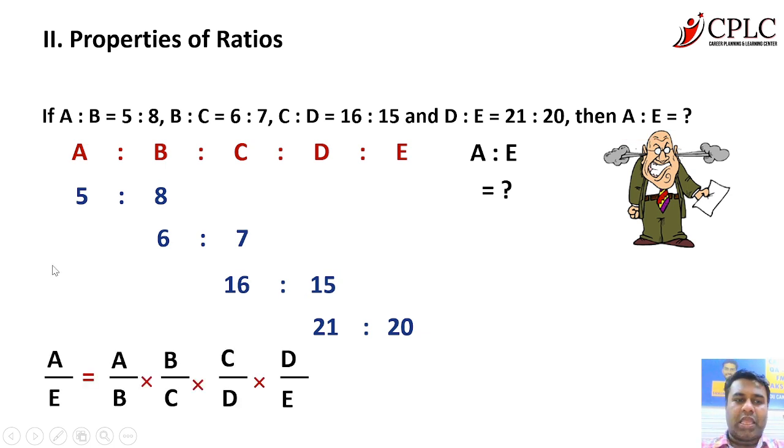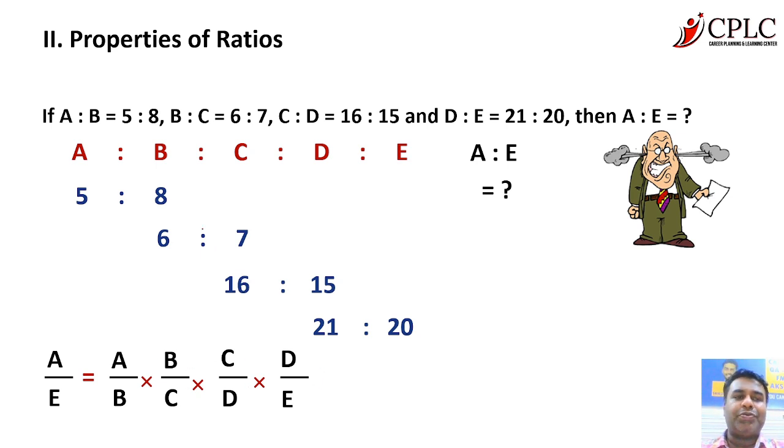Can I write A is to E as A upon B into B upon C into C upon D into D upon E? Now you will be puzzled, how can that be possible? Just see A upon B into B upon C. Can I cancel out B and B? Can I cancel out C and C? Can I cancel out D and D? So finally I will get A upon E. Hence I can say A upon E is equal to A upon B into B upon C into C upon D into D upon E.